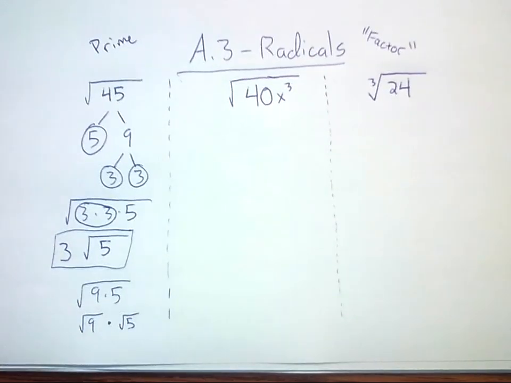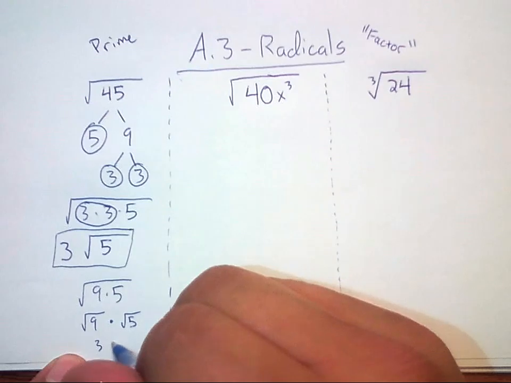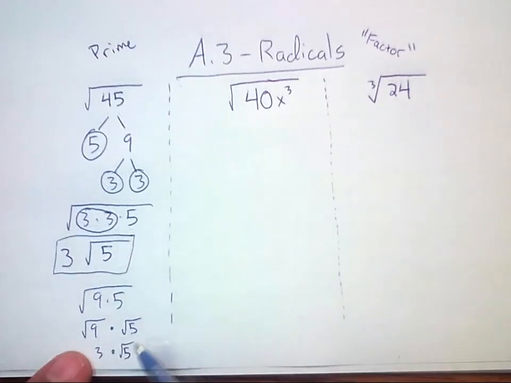Little side note, this does not work for addition or subtraction. The only reason you can break this apart is because it's multiplication. So I would like to reiterate that: you cannot break apart addition and subtraction like that. But we all know the square root of 9 is 3. And the square root of 5 is some really ugly decimal, so we end up with that.